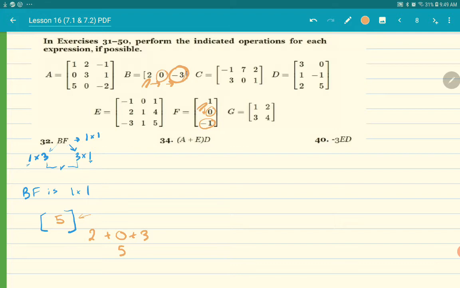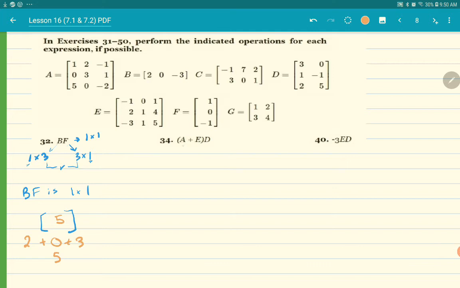Let's see, before we go on to 34, I want to do one more multiplication practice. Actually, let's go ahead and do 34. We'll get multiplication at the end of this.